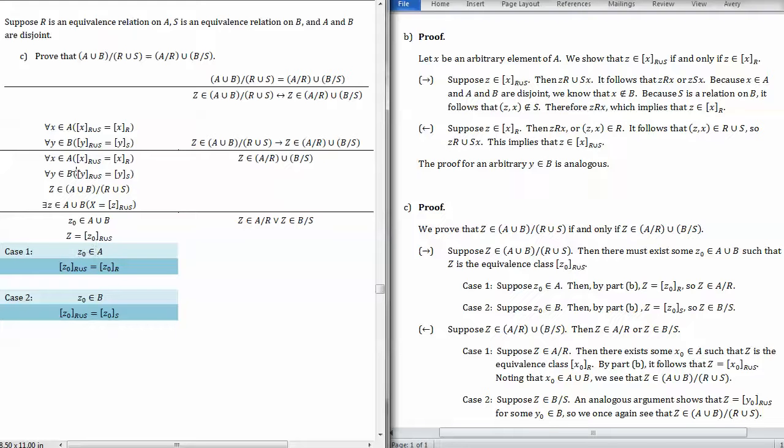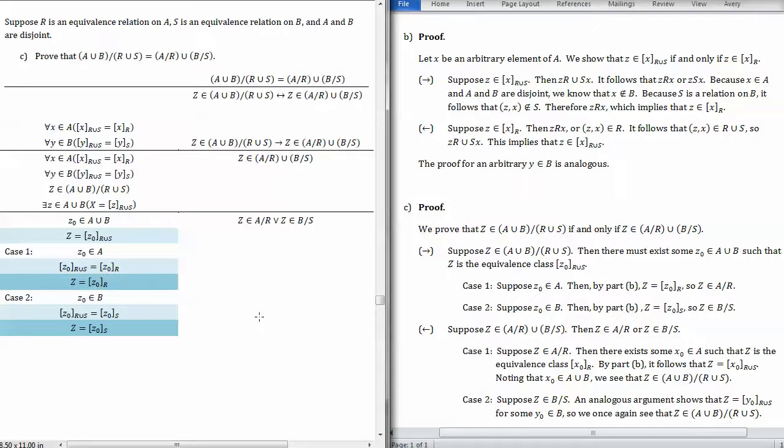if we have Z naught in A, then we can do an instantiation here where X is Z naught. So we get Z naught bracket R union S equals Z naught bracket R. And similarly, since Z naught's in B, we can do universal instantiation here with Y equals Z naught to get that Z naught bracket R union S equals Z naught bracket S. Then we can replace Z naught bracket R union S by capital Z, because that's what capital Z was.